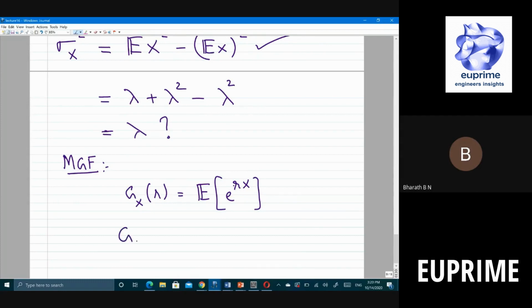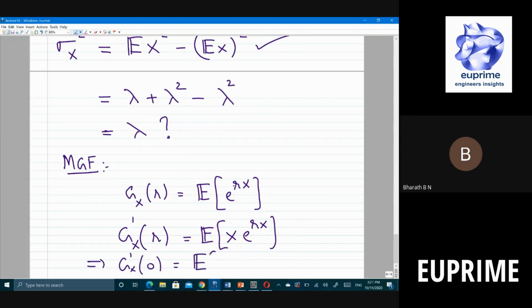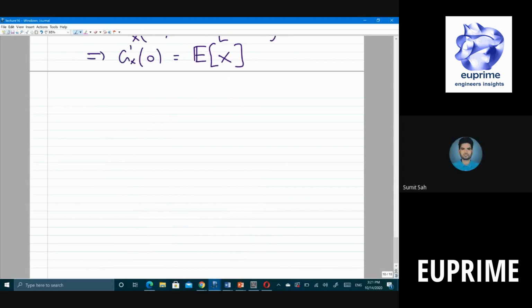So you take the derivative of this with respect to r. So what do you get? This is the expected value of x e to the power rx. Now substitute r equal to 0. What do you get? Expectation of x, the mean. Did I do this when I discussed moments?